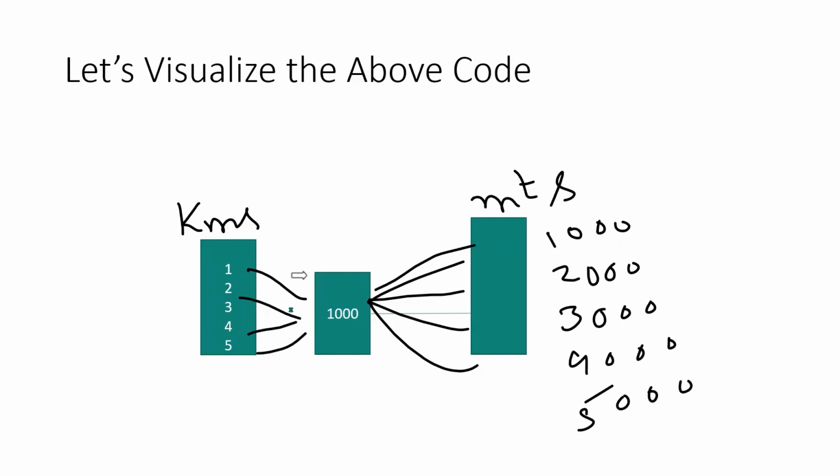Even though KMS is a vector and this is a scalar, when we multiply a vector with a scalar, the resultant will be a vector, right? In the same way, this broadcasting works. So this is about broadcasting in NumPy.